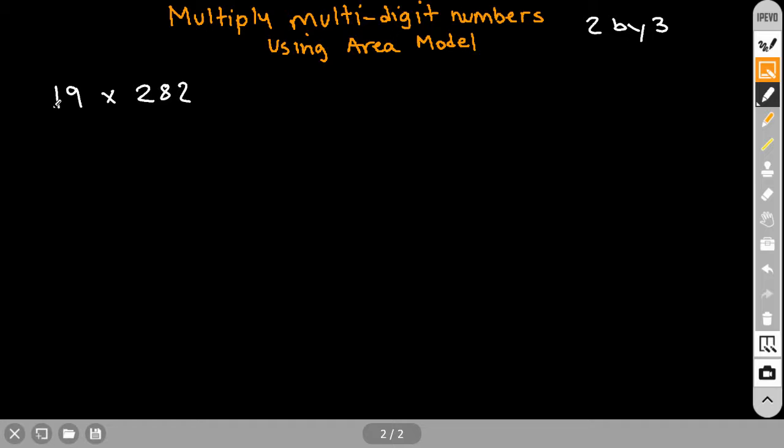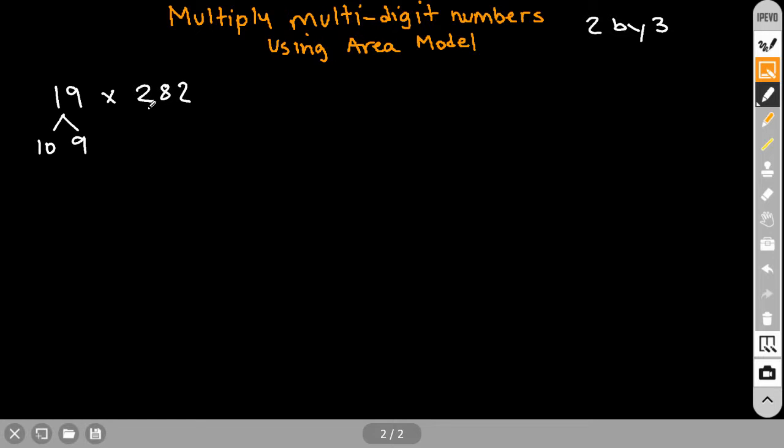And again, there are 2 digits here and 3 digits here. That's why we say 2 by 3. So we have to decompose this. We have a number in the tens place and we have a number in the ones place. So in the tens place, we have 10 and 9 here. So 10 plus 9 equals 19.